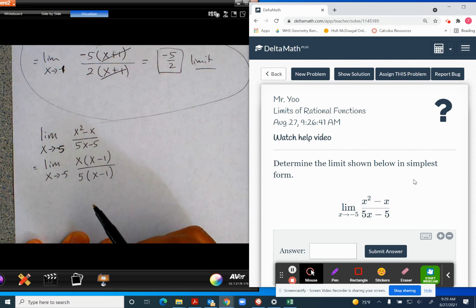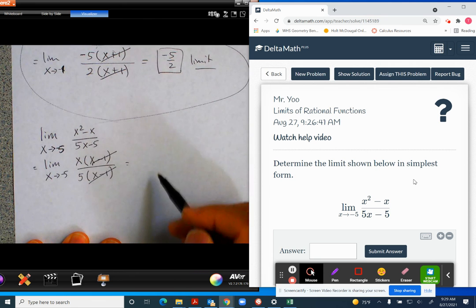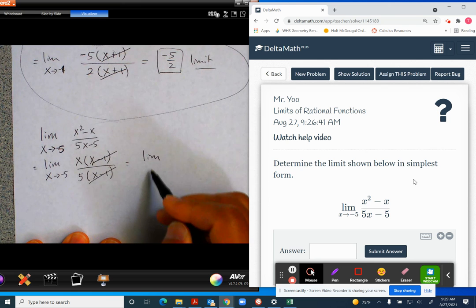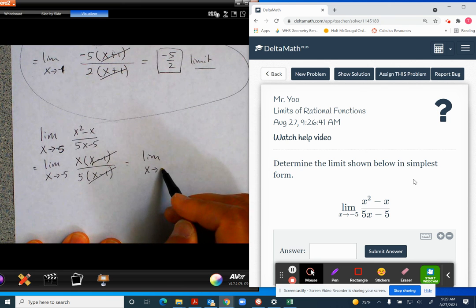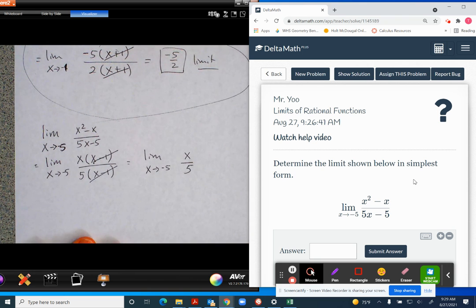So can I cancel anything? Simplify. Yes, you can. You can simplify and cancel. Which ones can you cancel? Yes. X minus 1 with x minus 1. So what do you have left over now? Limit, x goes to -5x over 5. Now, can I use direct substitution?